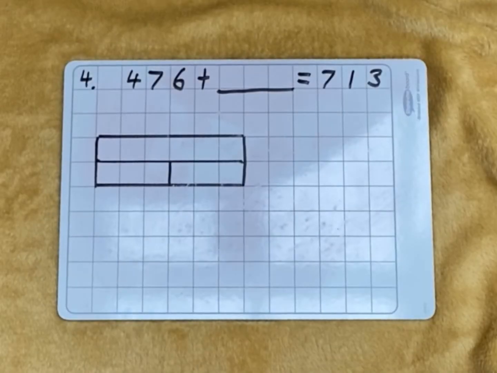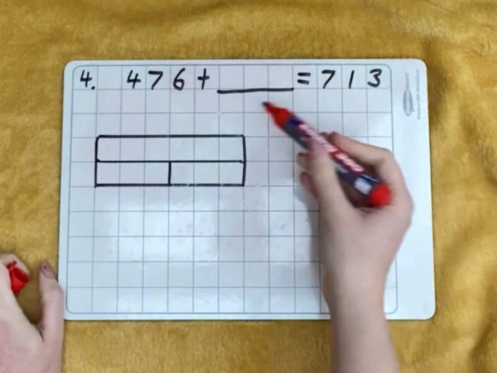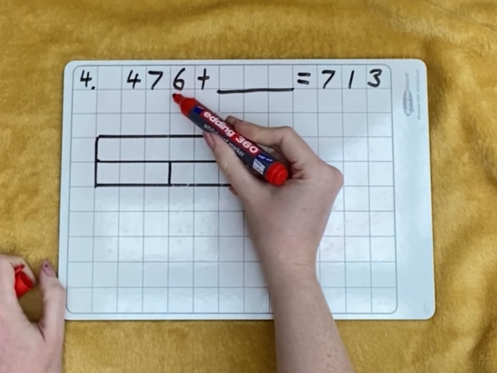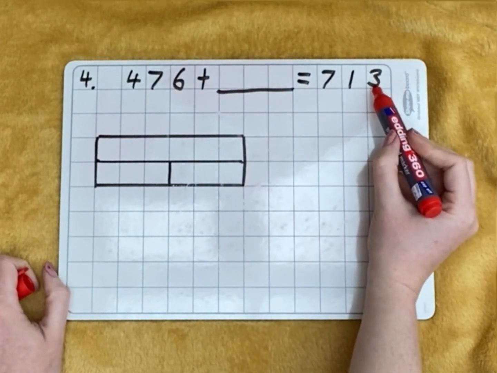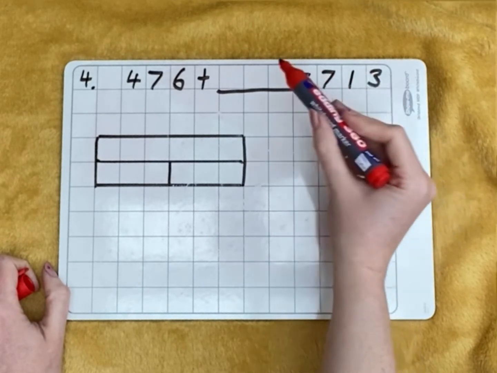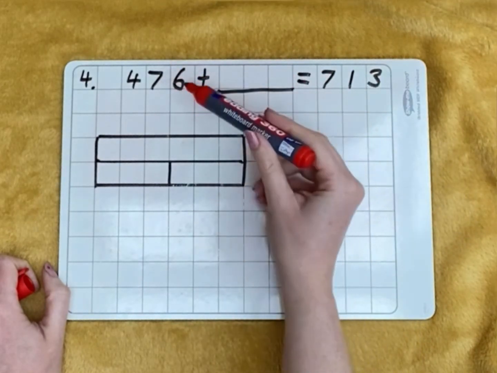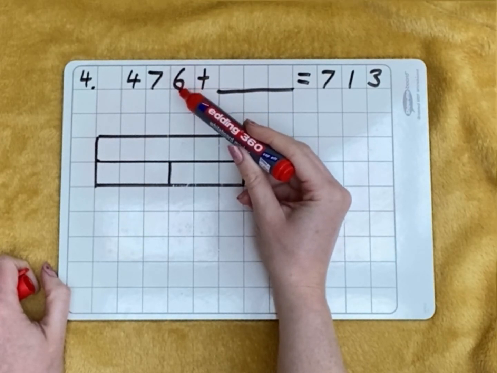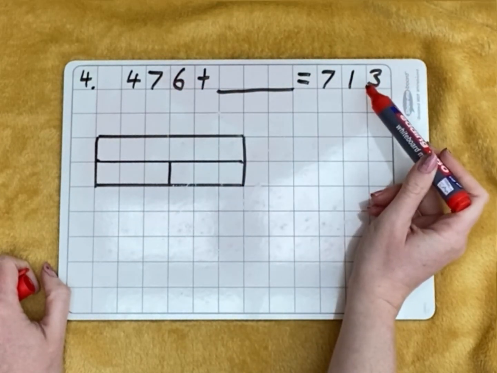For number 4, we have 476 add something equals 713. So now let's think, 476. Do we want to rewrite it and say 476 add 713? No. We need to think, right, it's a subtraction we need to write. So should we say 476 take away 713? Well, no, that won't make sense.